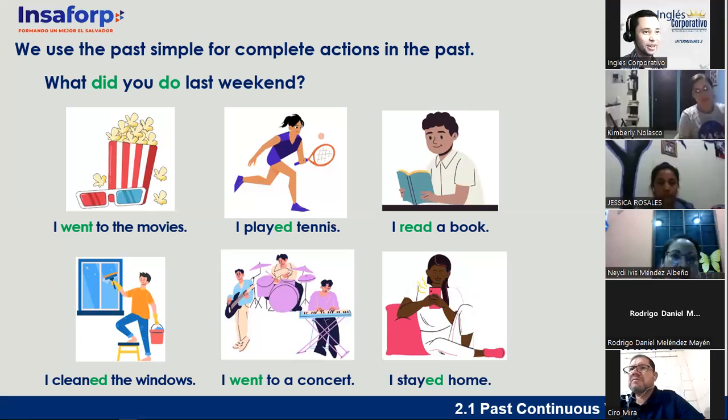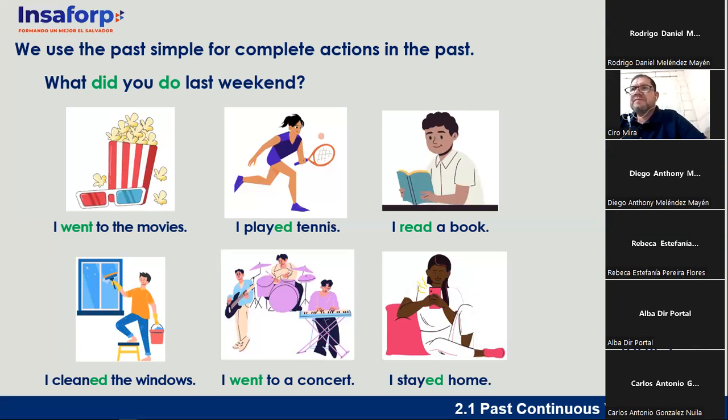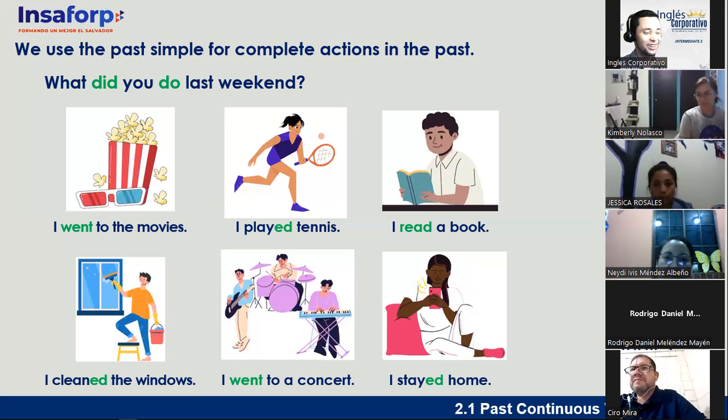What can you say? ¿Qué hicieron el fin de semana? Cuéntenme. Una oración, nada más, para que utilicemos el past simple. Nobody wants to participate today. Okay, no problem. Okay, let's see. What did I do on the weekend? I worked. I taught a class. Well, I taught two classes on Saturday. Then also on Saturday, I washed my clothes.